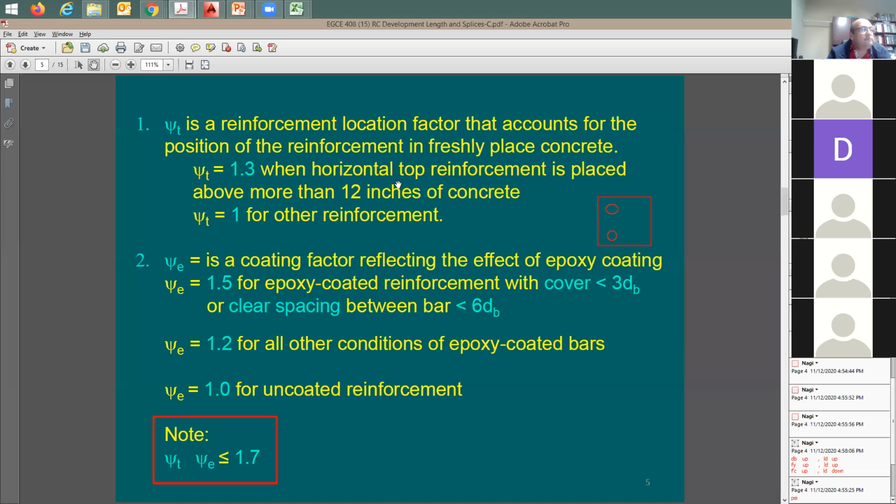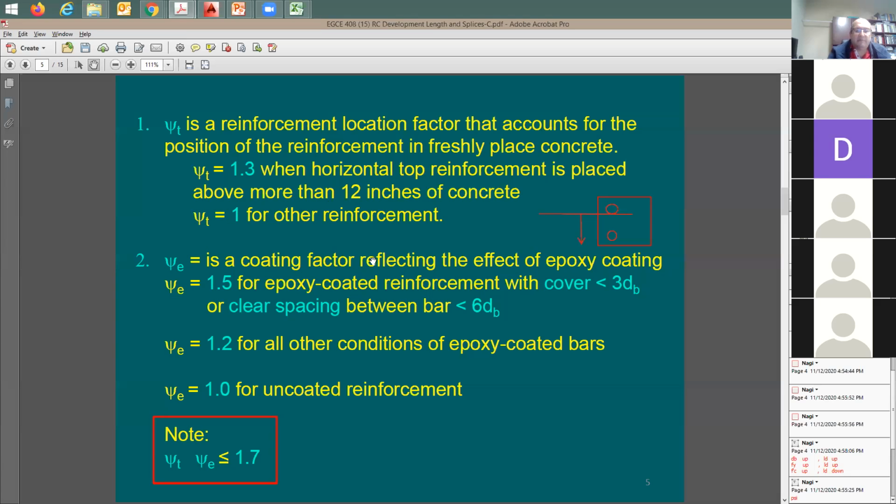Very good. If that section was expanded vertically and there was a third point, right? As long as the distance from here, let me put it here, if this distance from here to there is going to be less than 12 inches, psi sub t is going to be equal to 1. Got it.